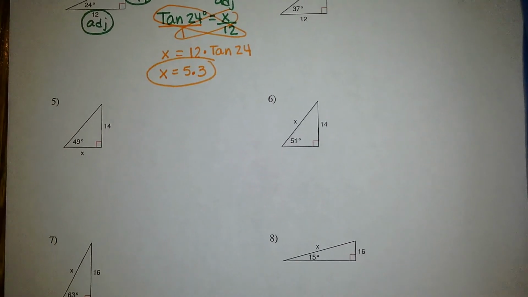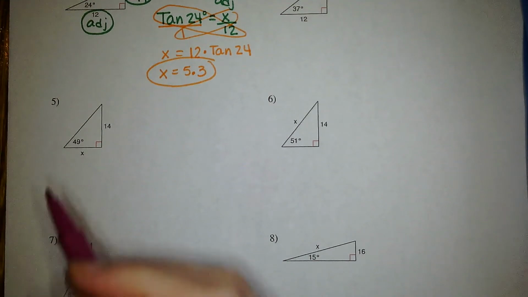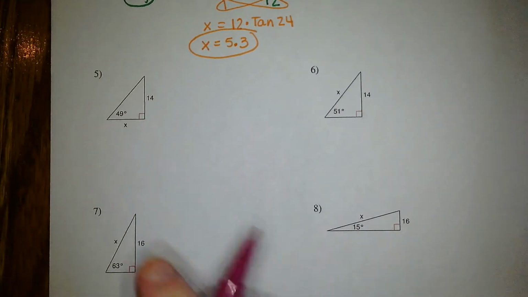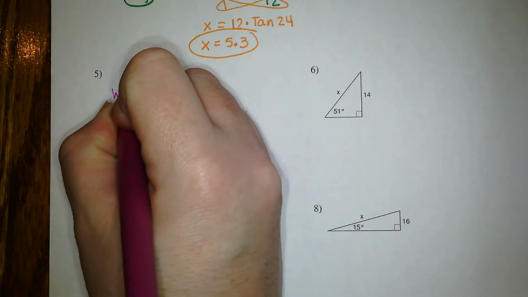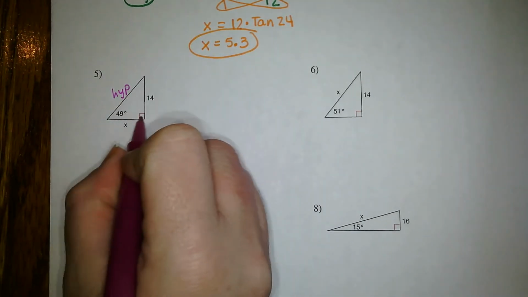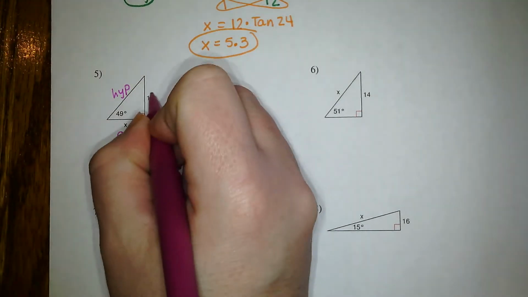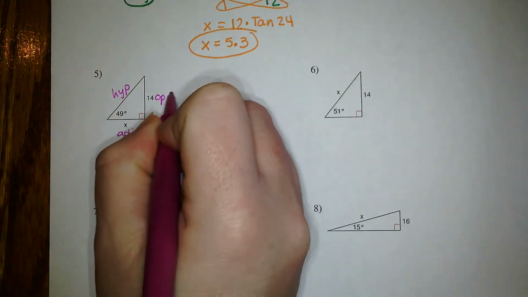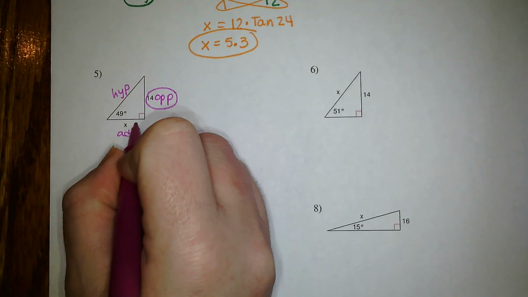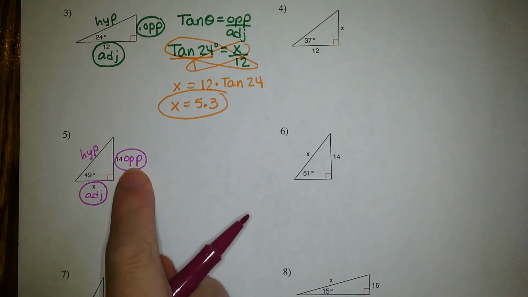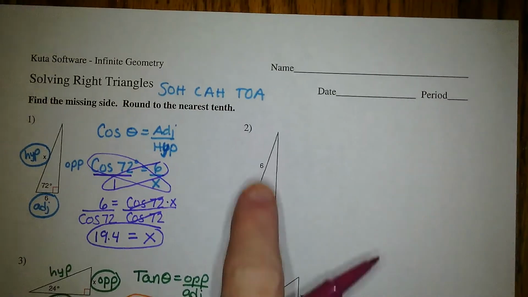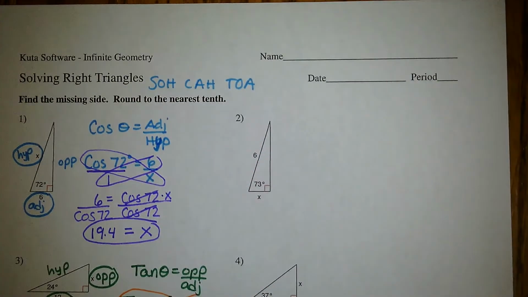Let's take a look at 5. Moving down the line. For number 5, we have our theta at 49 degrees. So what we're going to do is label our hypotenuse, our adjacent, and our opposite. Circle the 14, circle the x, and we are looking at opposite and adjacent, another tangent function.